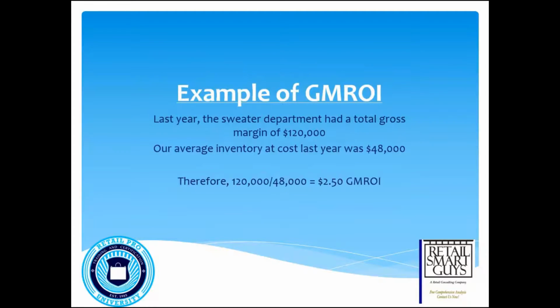Okay, so here's an example of it. Last year, our sweater department had a gross margin of $120,000. Our average inventory cost last year was $48,000. So those are both the total gross margin and our average inventory, right? So therefore, 120,000 divided by 48,000 is a $2.50 GMROI. Notice that GMROI is always expressed in the base currency. I've used an example here that's dollars and cents, but for those of you that are using euros or what have you, it'll be in that base currency. But it's not 2.5, it's $2.50 or 2.5 euros or whatever the base currency is.